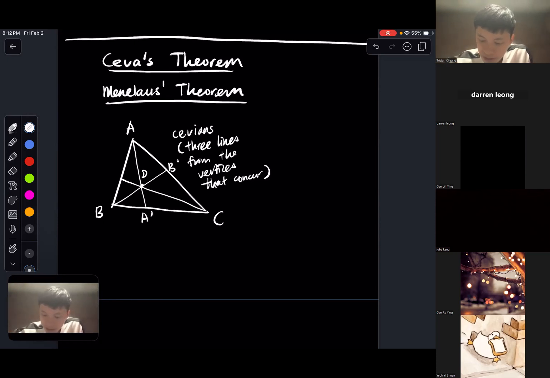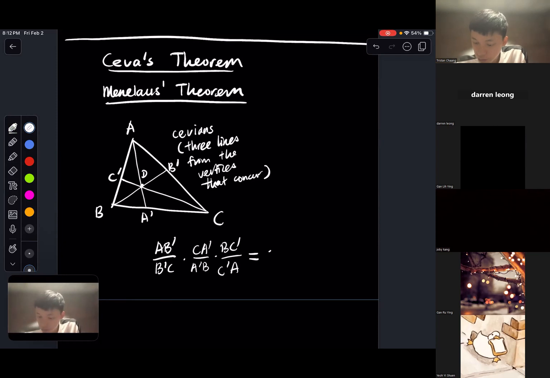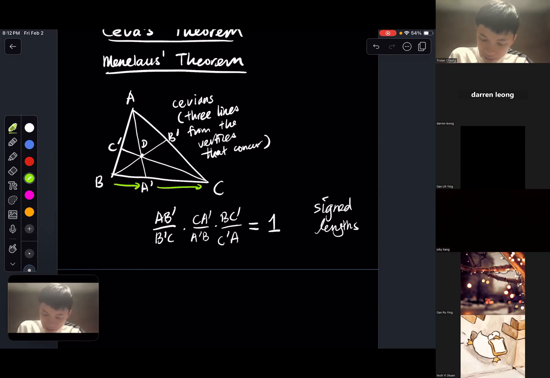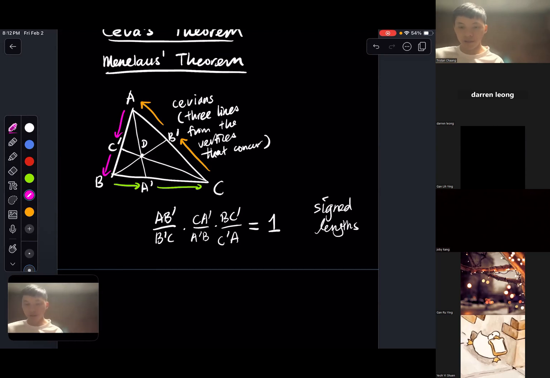But the point is, now that we have these intersection points, it says that AB' over B'C times CA' over A'B times BC' over C'A is equal to 1. Actually, this is using signed lengths, but you don't have to look at it in terms of signed lengths because normally they're all positive anyway. So it says if you cycle through from here to here, then from here to here, and down here, you get back to 1, which is quite a nice thing. That means if you know 2 of the ratios, you can find the third ratio. Right?